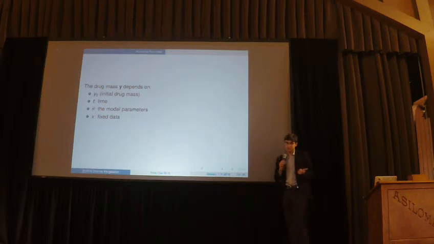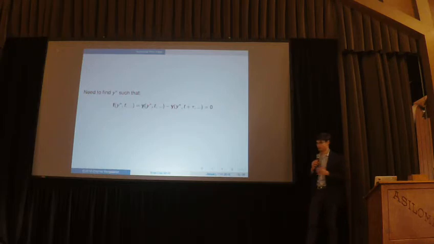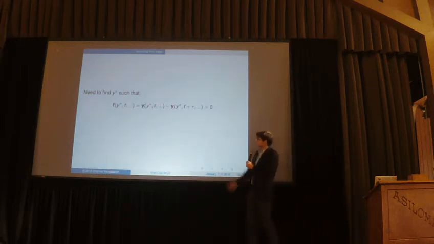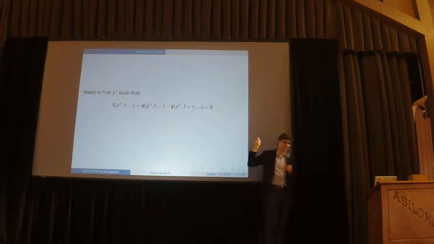I have time, then maybe I have model parameters, so these could be the coefficients in my differential equations, or I could also have fixed data. Right? And our goal, just to reiterate it, is we want to find y star, the drug mass at the beginning of a cycle, such that this function goes to 0.